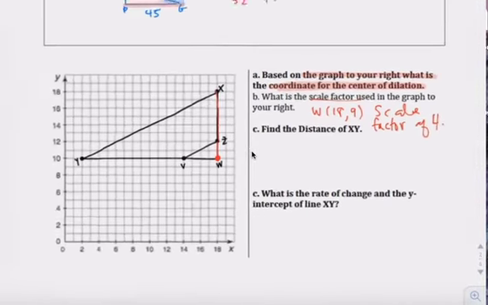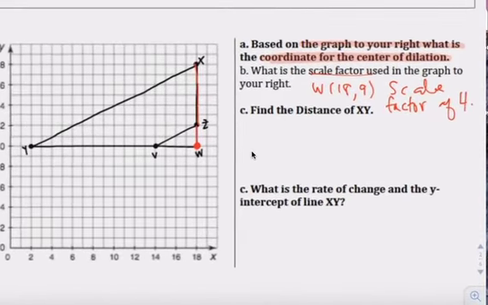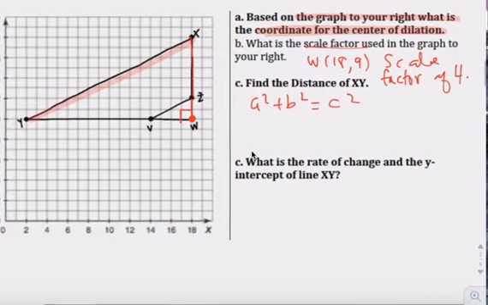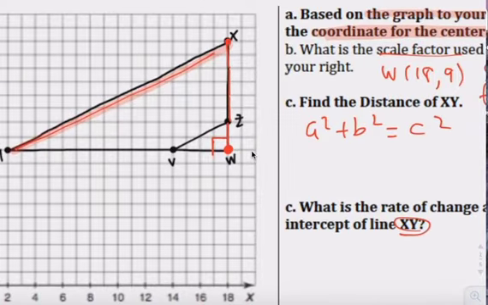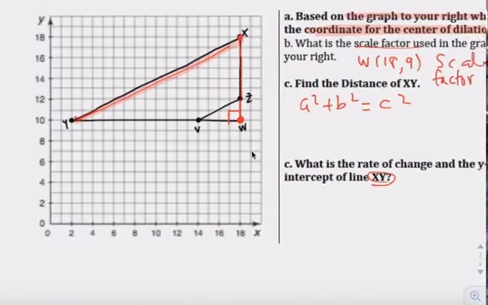Okay. The distance of XY. You need to use the Pythagorean theorem. So a squared, count them. You guys know how to do this. I'm not going to do this for you. Find the rate of change and the y-intercept for XY. Okay? Take these 2 points. Don't use any other ones.